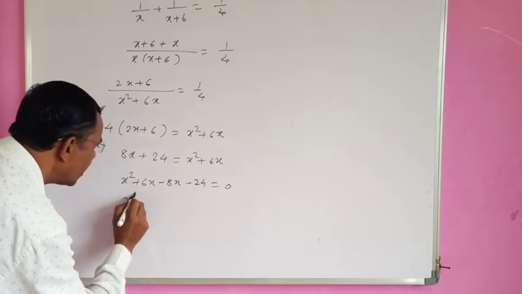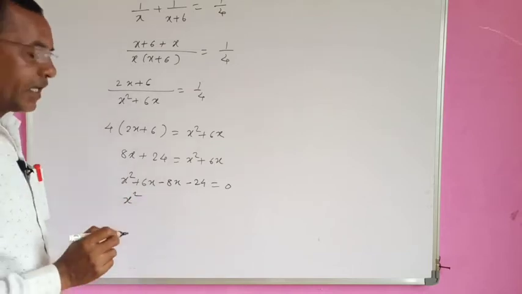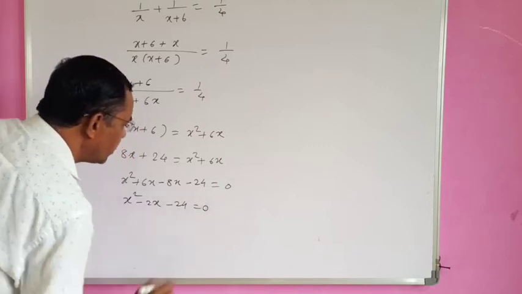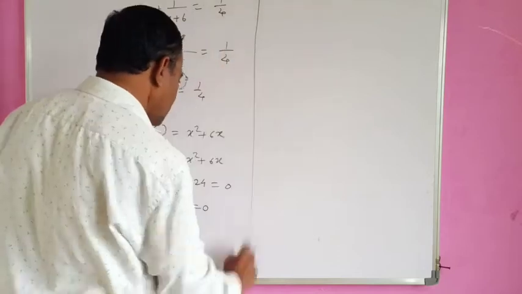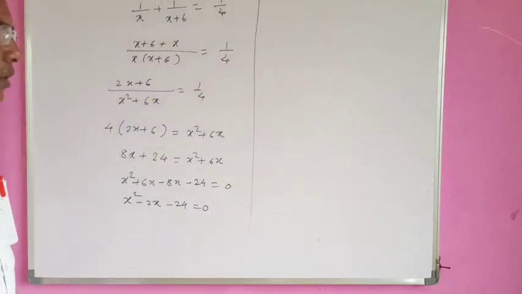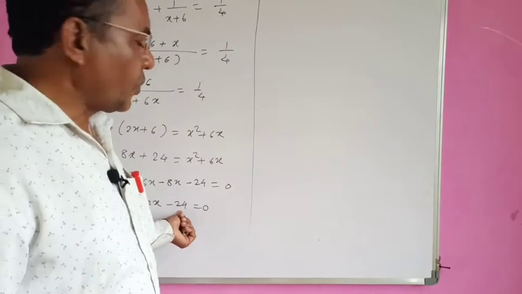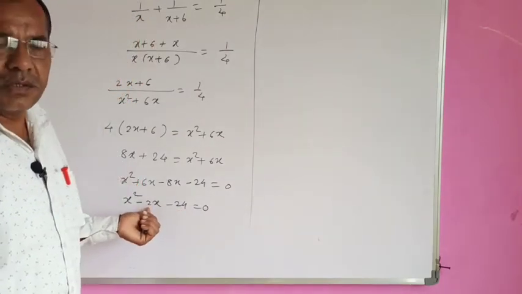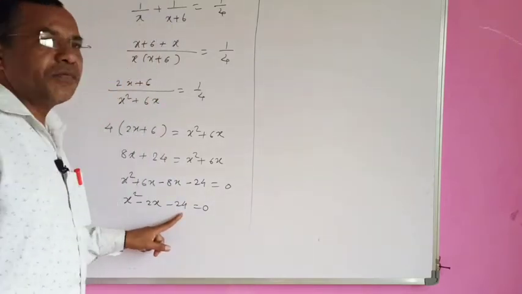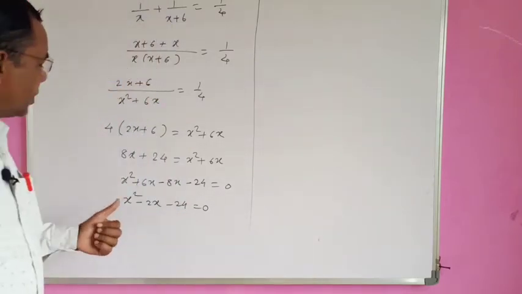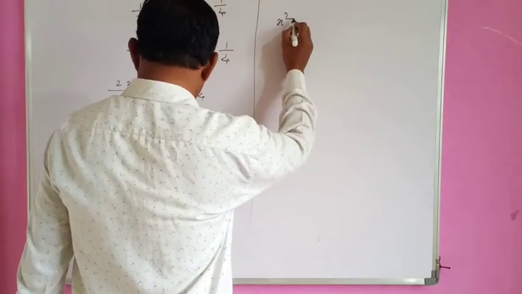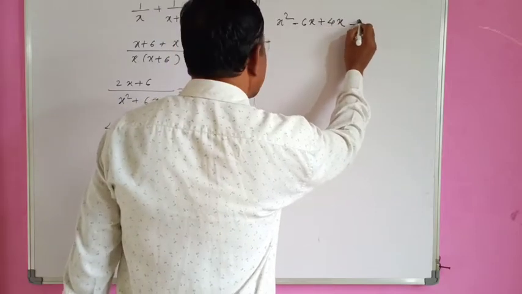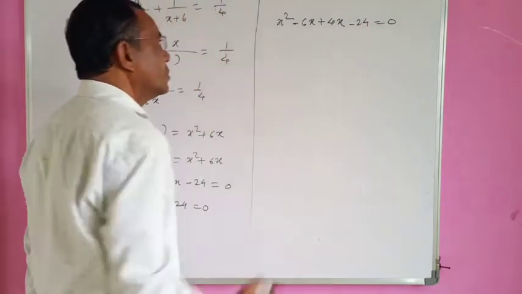x square plus 6x minus 8x, that is minus 2x minus 24 is equal to 0. It is a quadratic equation we got here, and we have to find the factors of 24 so that the subtraction must be 2 here. Therefore 6 and 4 are the factors here. We will write here x square minus 6x plus 4x minus 24 is equal to 0.